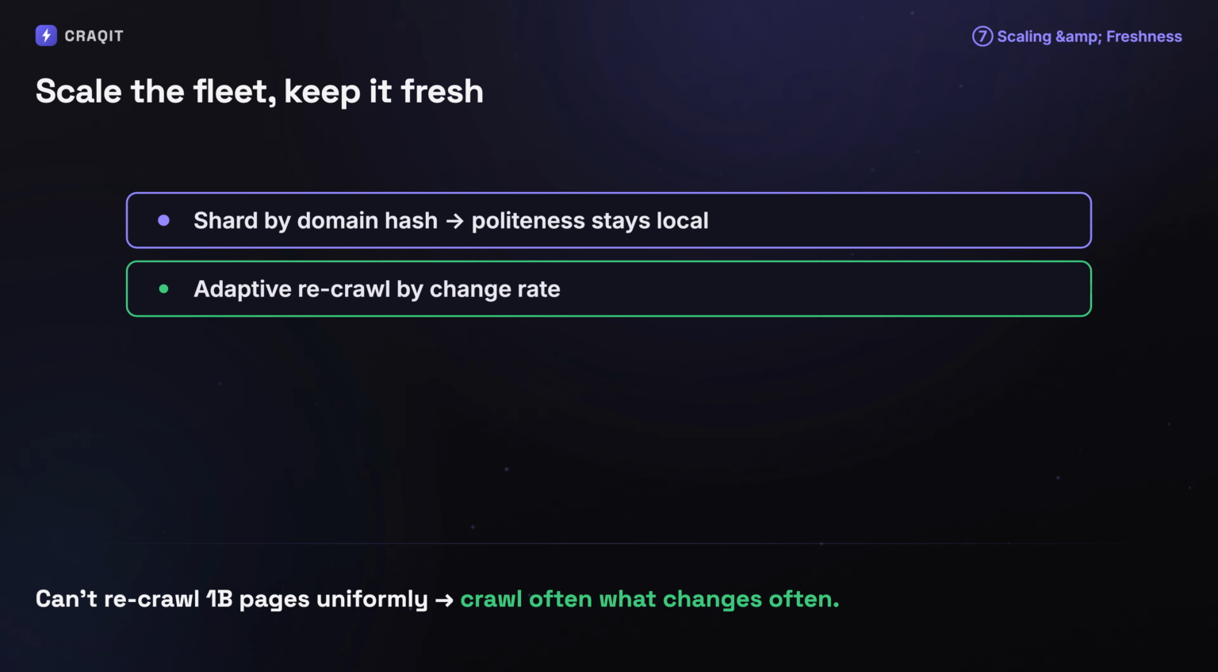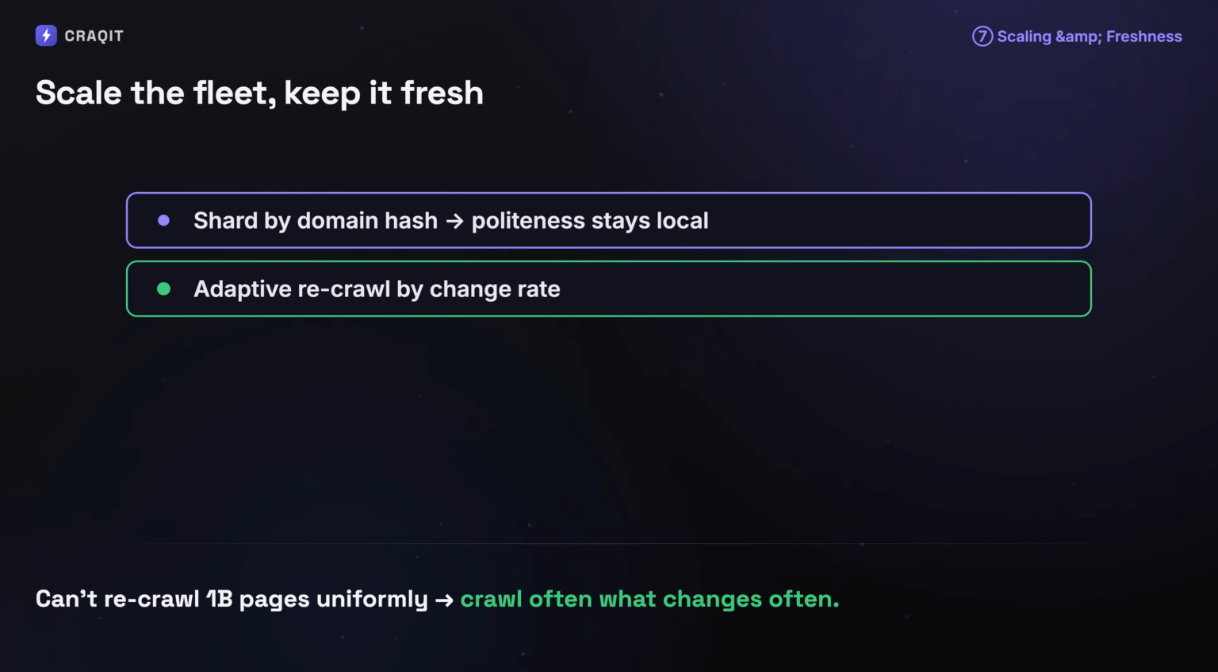Freshness. You cannot recrawl a billion pages uniformly, so prioritize by estimated change rate. A news homepage changes hourly. A 10-year-old blog post never does. Track each page's observed change frequency and set its recrawl interval adaptively. Crawl often what changes often, rarely what's static. That's the freshness versus cost trade-off. And adaptive recrawl is the staff answer.